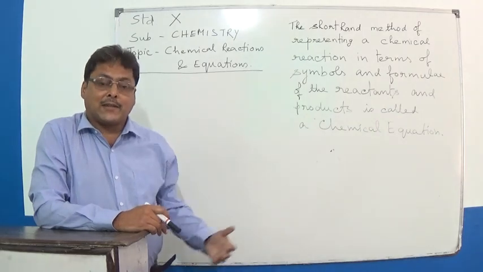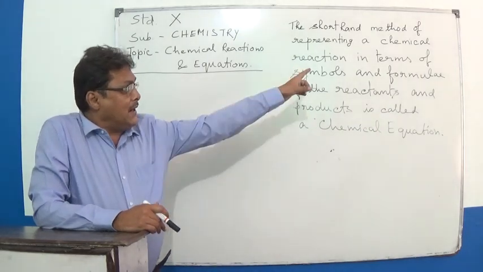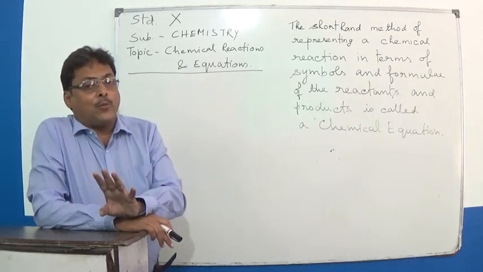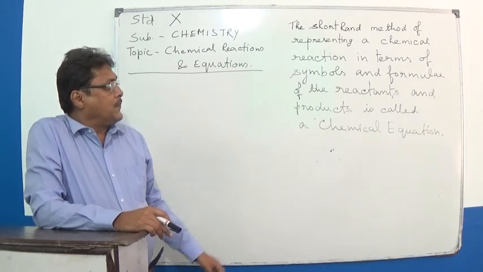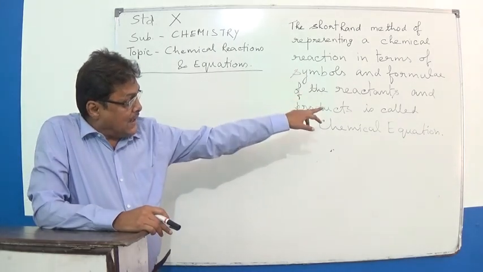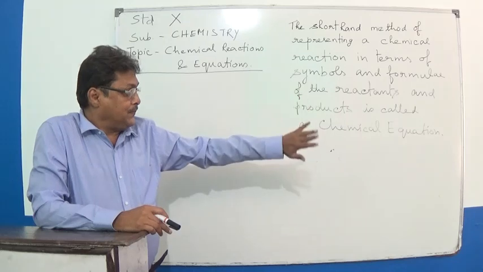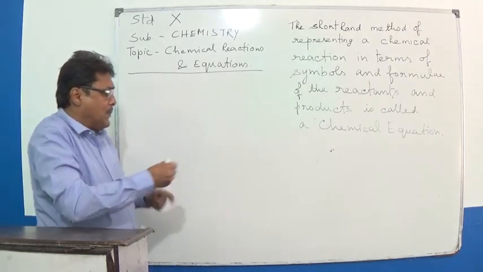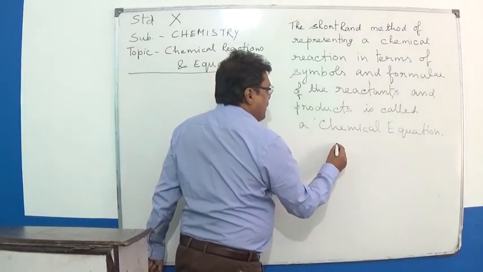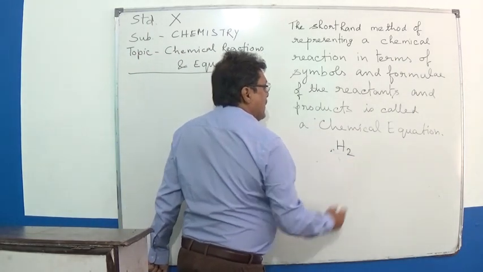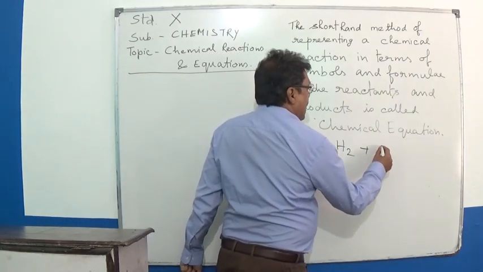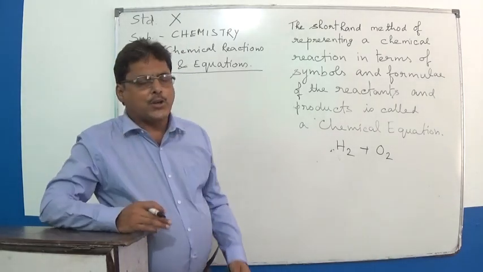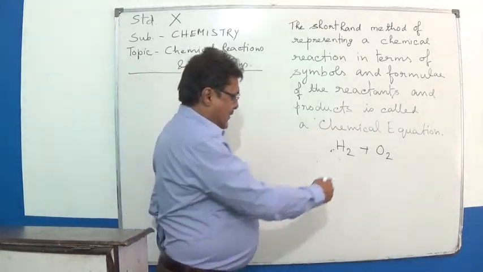What happens in the reaction? We represent it in terms of symbols and formulae. Symbol in case of elements, formulae in case of the compounds, of the reactants and products, both, is called a chemical equation. Suppose we take a very simple example in the beginning. We are mixing hydrogen and oxygen according to a certain proportion so that they chemically react.